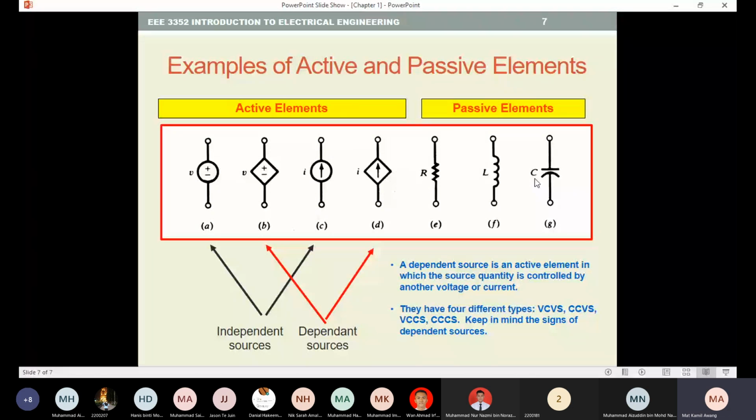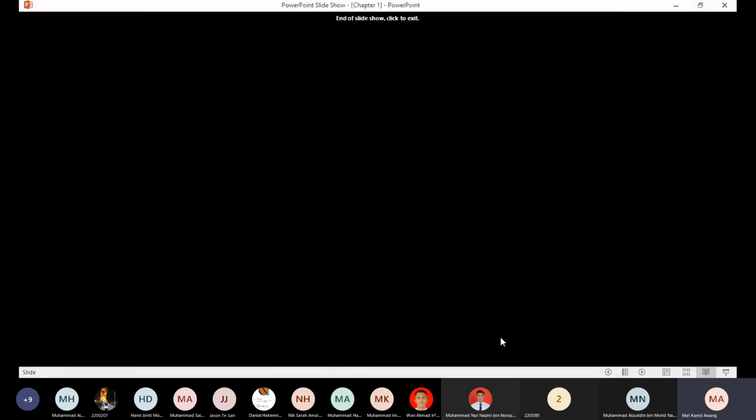A dependent source is an active element in which the source quantity is controlled by another voltage or current. Okay, so they have four types: VCVS, CCVS, VCCS, and CCCS. So these are all the dependent sources. And the relationship we saw in the last slide just now. So that is what we cover in chapter 1.